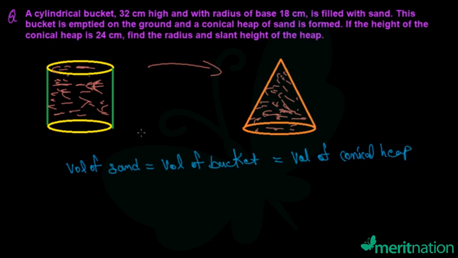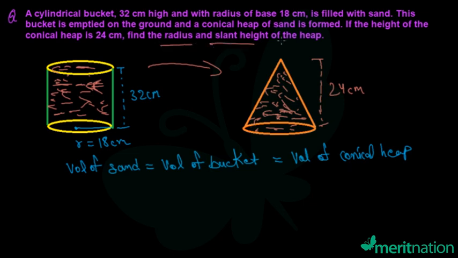Now the dimensions are given to us, so we can easily calculate the volume of this cylindrical bucket. It's 32 centimeters height, so height of the cylinder is equal to 32 centimeters. Radius of the base R is equal to 18 centimeters. For the conical heap, the height is given to us, height of the conical heap is equal to 24 centimeters. We have to find its radius and slant height. So let's start with the volume of the bucket first.